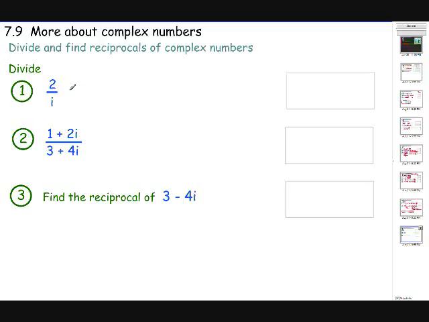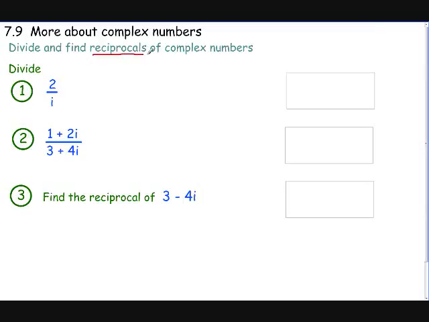Here we're going to divide. Find the reciprocals of complex numbers. How are we going to do that? What would be the reciprocal of this? Well, you know, I'm going to give us a look ahead here.